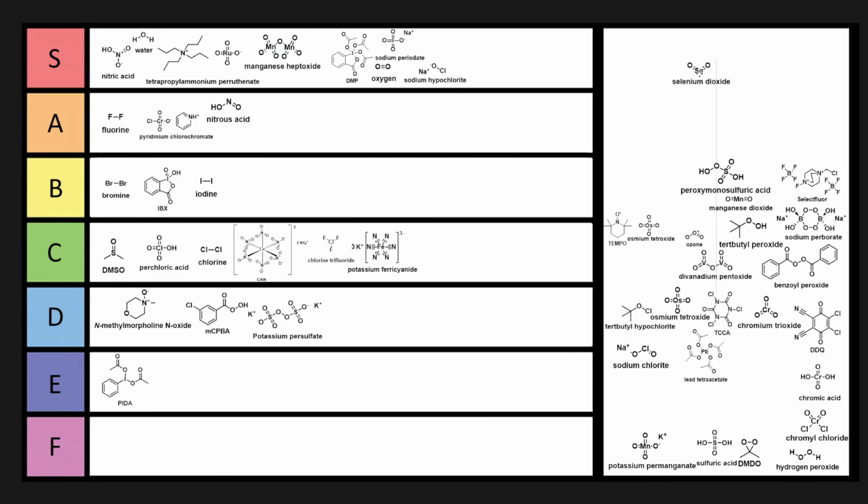Okay, selenium dioxide. You may not have heard of selenium dioxide before, but selenium dioxide is really good for allylic C-H oxidations. So the conversion of an allylic C-H to an allylic alcohol is usually easy to do with selenium dioxide. There's also some other transformations you could do with selenium dioxide, for instance, to the alpha positions of carbonyls.